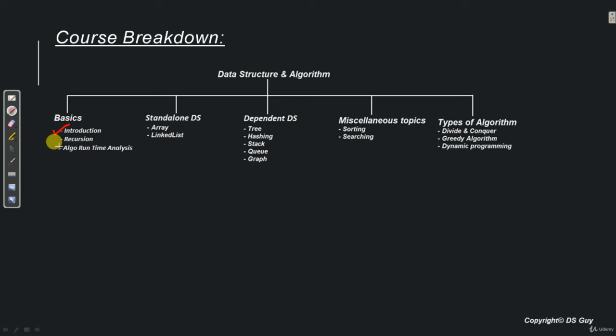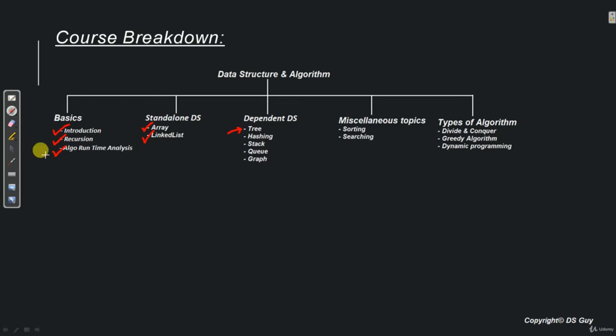Next we saw what is recursion. Then we also learned algorithm runtime analysis. Then we saw what is array and what is linked list. Hope all these topics are clear. Now with this video, let's start the next topic, that is tree.